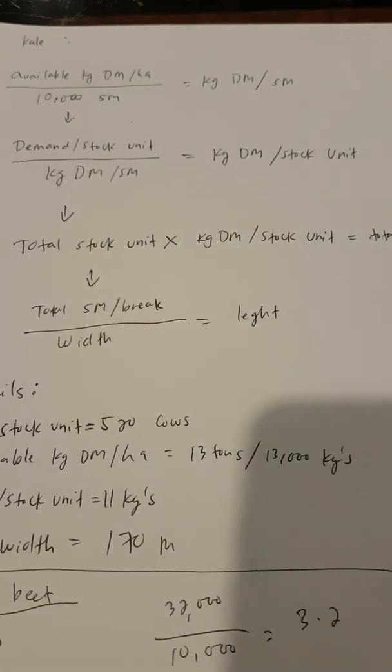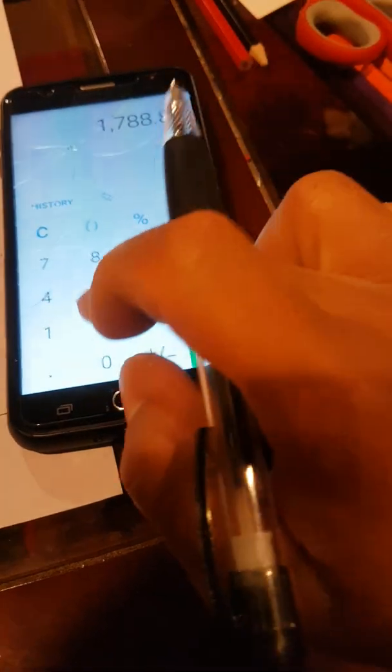So you're gonna go total square meter per break divided by width. So 1788.8 divided by the width of the paddock, which is 200 meters, equals 8.9 meters per break. You know why 8.9 meters per break, the square meter per break?